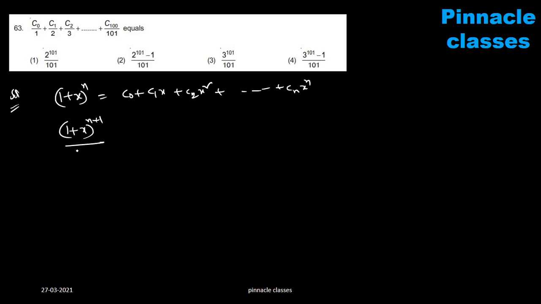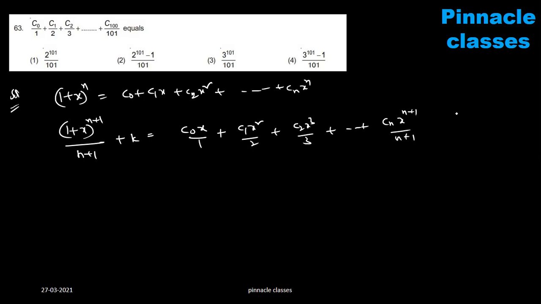It is there by n plus 1 plus some constant k. What about this case? C naught x by 1, C1 x square by 2, C2 x cube by 3, and so on, Cn into x power n plus 1 by n plus 1. So applying the limits, in this case we are applying 0 to x. What is the result? This one is coming.